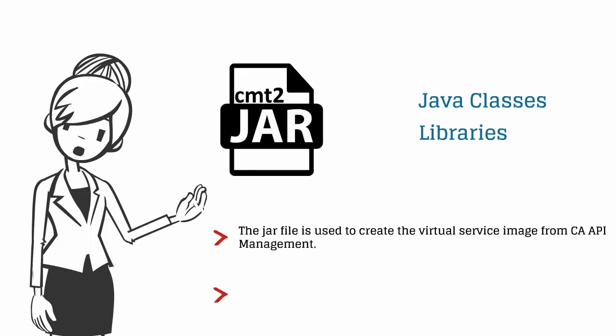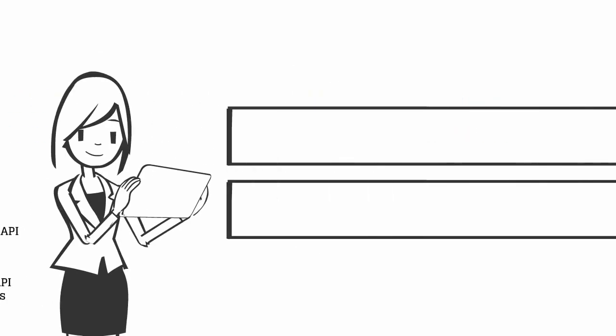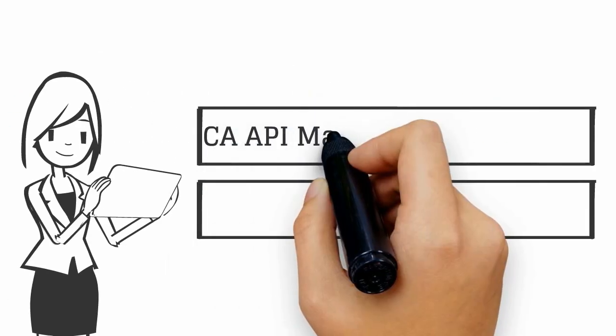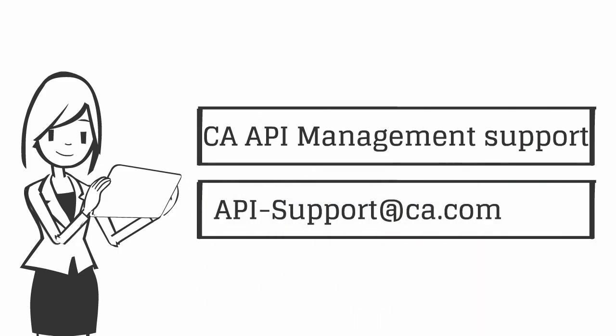The jar file is also required for CA SV to view the available CA API Management services and then select the required services as needed. You can download the file from the CA API Management Support website or write to apisupport@ca.com and request the file.